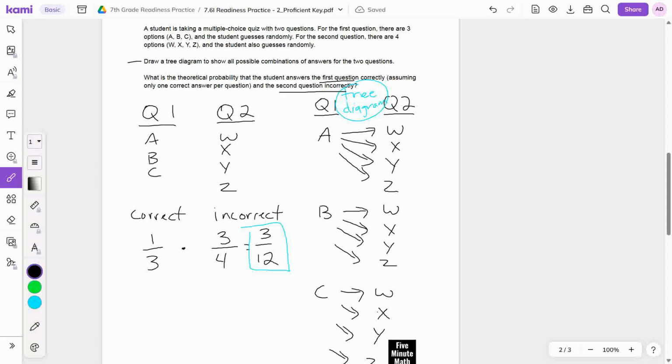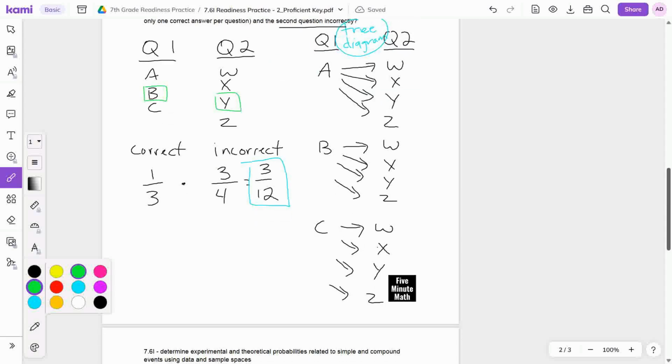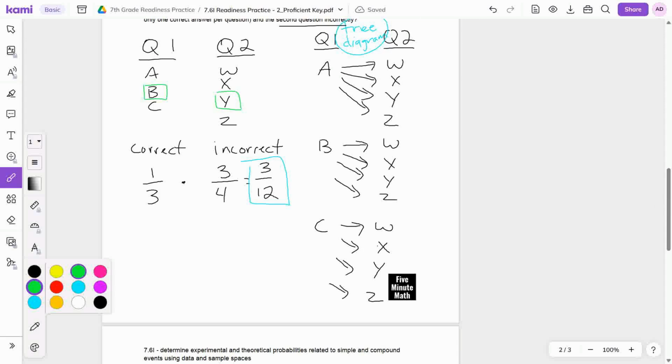Okay, so let's say that I'm going to choose a correct answer for both. Okay, so if I'm wanting to get the correct answer on question 1 and incorrect on question 2, I've selected just randomly B and Y. So here's my correct path right here. Well, how many choices? I got 12 choices over here on Q2. So you see I got my 12 right here.